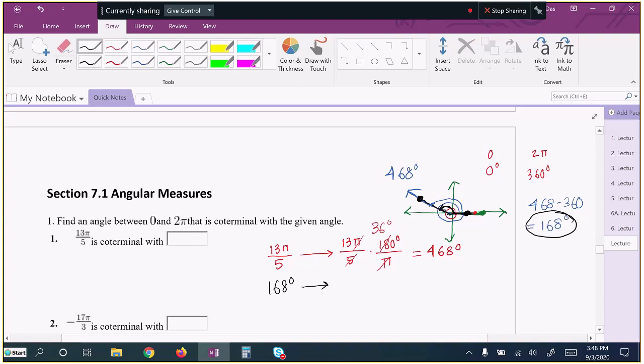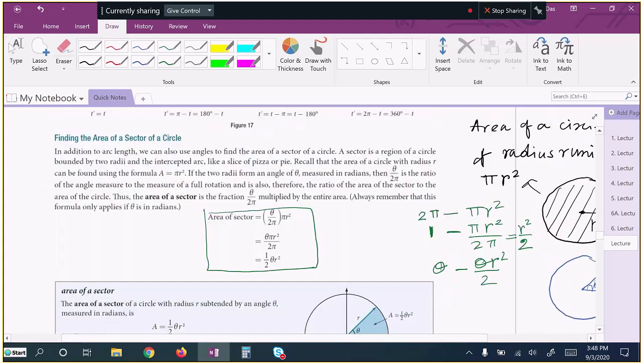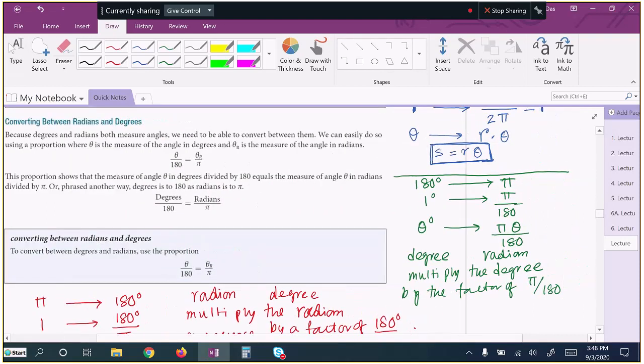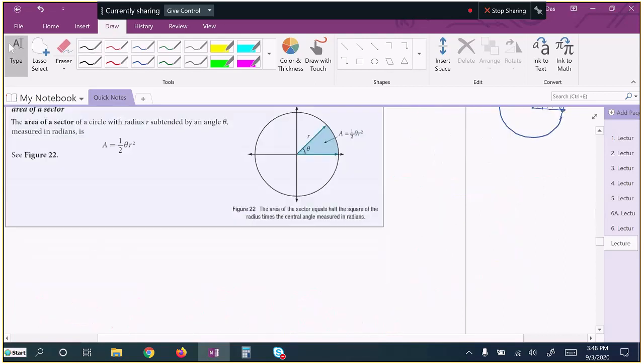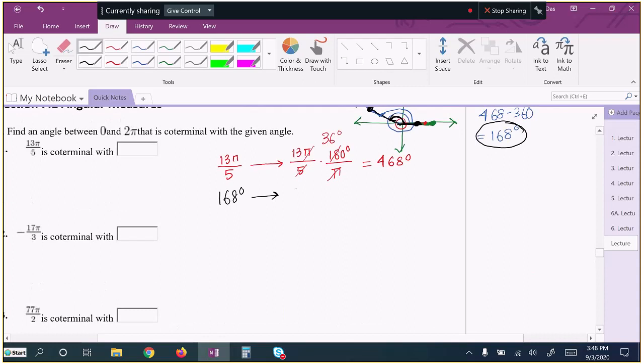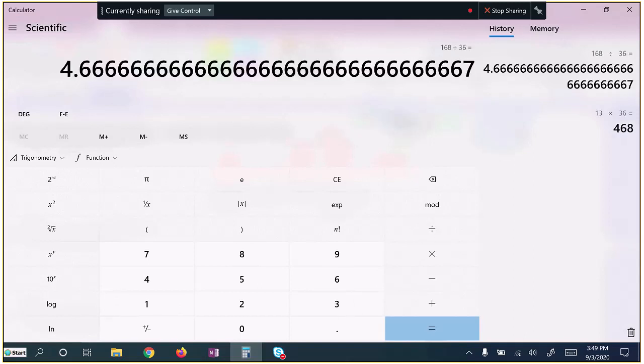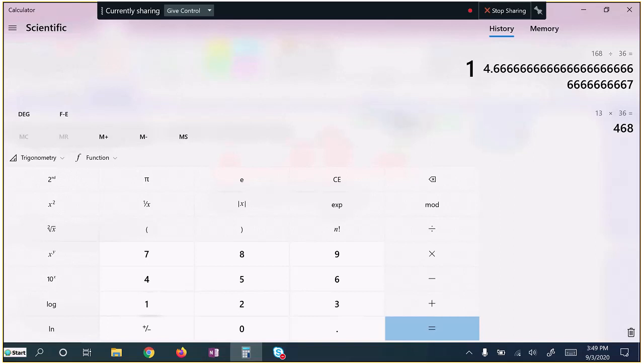And how do you do it? Well, the formula says that to change a degree measure to radian measure, you're going to multiply by the factor of pi over 180. So let's go ahead and do that. So I say 168 times pi over 180. And then we're going to simplify this thing. So remember, I can divide 168 by 36. And how much do I get? Well, let's check it. 168 divided by 36, and so it seems like I cannot divide it. So let's see. I have 100.